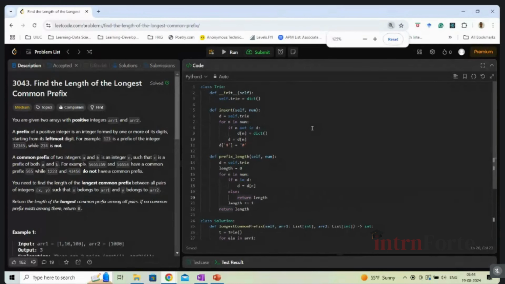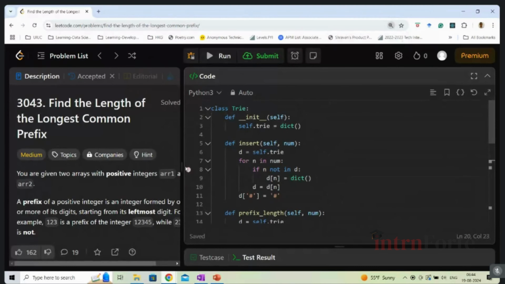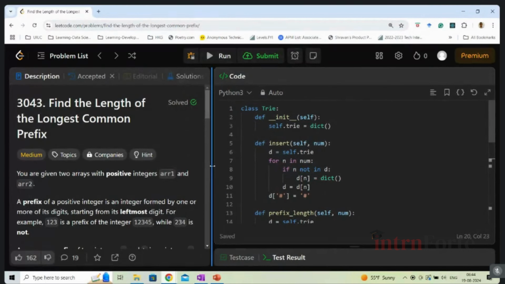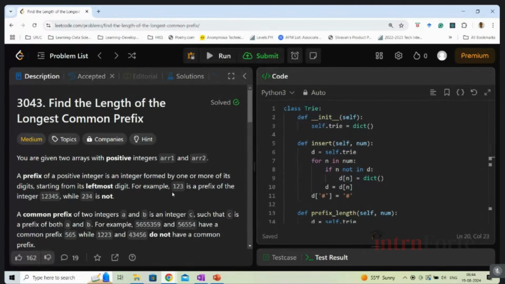Let me just zoom in. So I will just be doing a quick walkthrough of the code, right? Again, if you don't follow every single line, that's totally fine. As I mentioned at the beginning, the aim of this session is to introduce you to the trie data structure and get you curious to learn more.